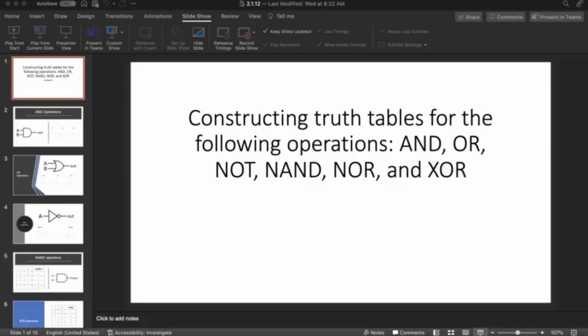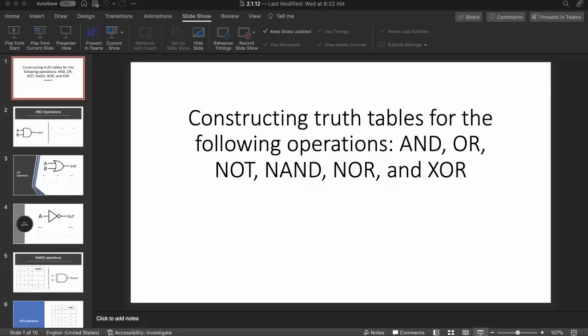However, a NOR operator will be the opposite. So the first row would be true since neither input is true. Whereas for the next three rows, either input is true or both inputs are true, therefore giving an output of 0.